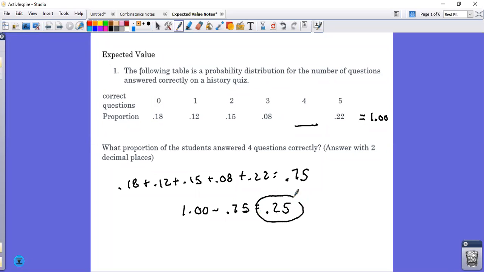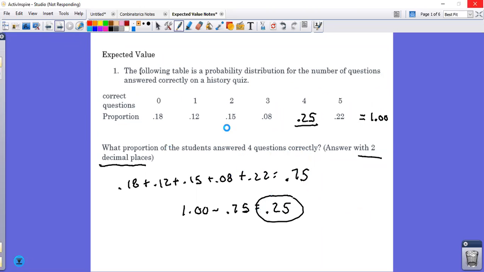So what is the missing value? 0.25. And it says 2 decimal places, so that will be the answer. You have to type in your answer. It's not multiple choice. When you type it, you can do 0.25 or just .25. All good. So that's what the first one is. Just all probability distributions make 100%.